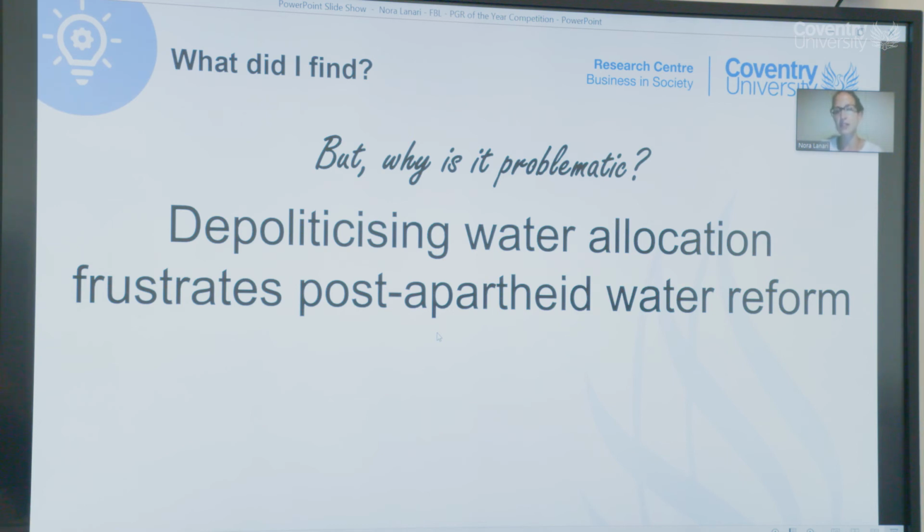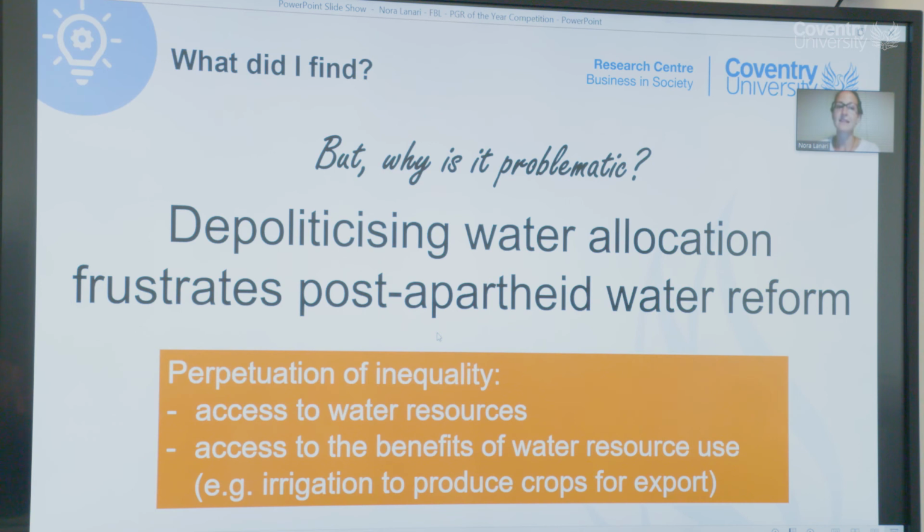And in my thesis, I show how, despite the political reorientation after apartheid in 1994, and despite these efforts of water reform, the export-oriented fruit industry has maintained preferential access to water to produce high-value crops for export. And this results in the perpetuation of inequalities in terms of access to water resources, but also in terms of having inequality in the access to the benefits of water resources, such as being able to access irrigation water to produce export crops, participate in global markets, and make profits, for example.